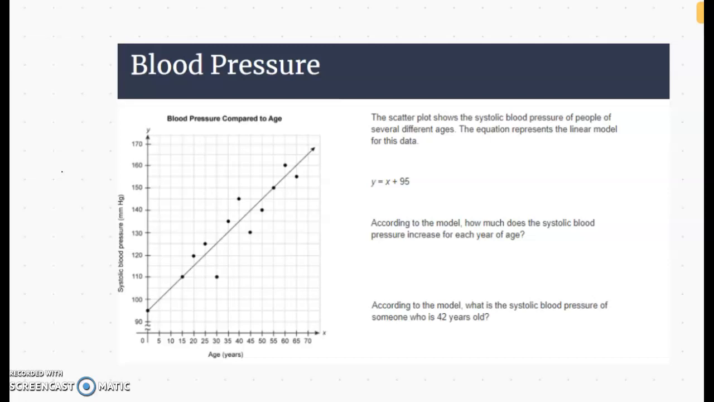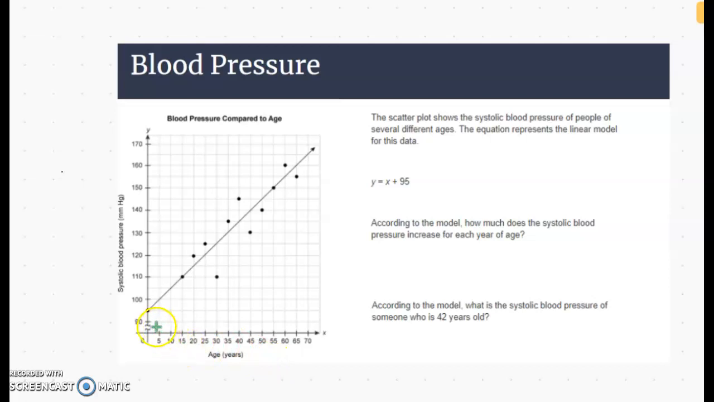Alright, in this video we're going to talk about a few scatter plots and best fit lines, also known as trend lines, and we're going to use those to make predictions and just talk about some of the data that we're looking at. So as you can see here, we are talking about blood pressure compared to age, where the y-axis is the systolic blood pressure and the x-axis is the age.